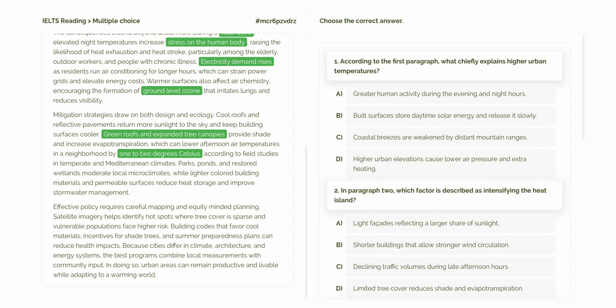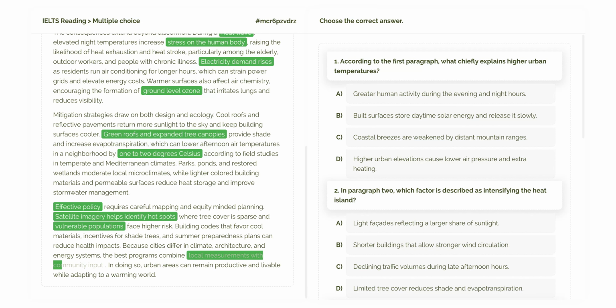Paragraph 5. The final paragraph discusses policy and planning, looking at the bigger picture of how to implement these solutions effectively. It's about the best way forward, using phrases like effective policy, satellite imagery, vulnerable populations, and the important idea of combining local measurements with community input.